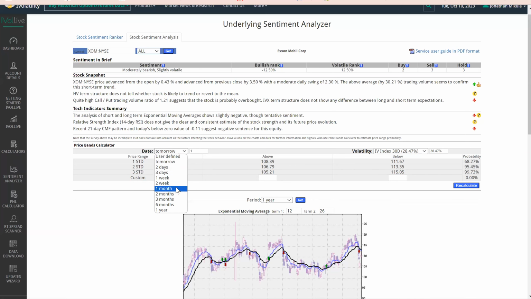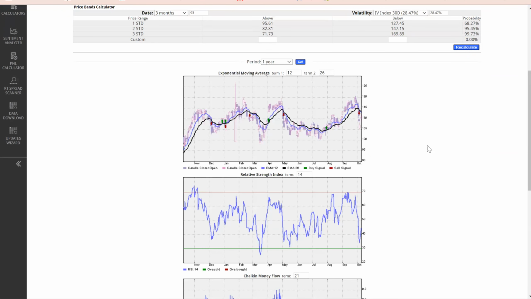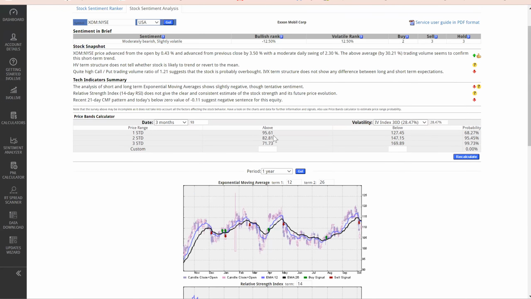For me, the crisis that led to oil spiking likely won't have a short-term resolution. So I'm kind of interested in where Exxon will be trading 3 months from now, right? So you'll see 93 days, recalculate, just using the same price points here. And so a 1 standard deviation move from Exxon's current price would be a low of 95.61 and a high of 127.45. So you'll see, there's a 68% probability that Exxon will stay above 95.61 and below 127.45, right?